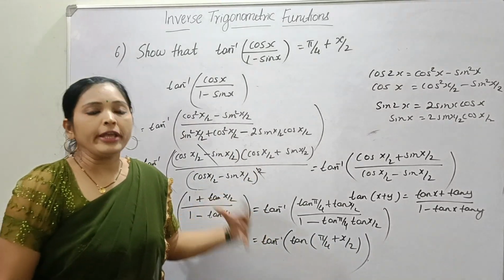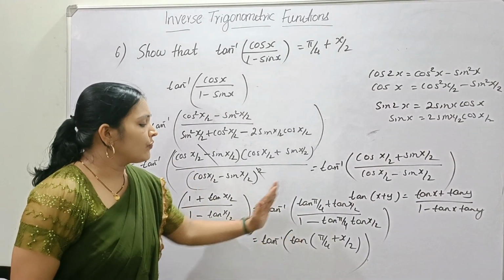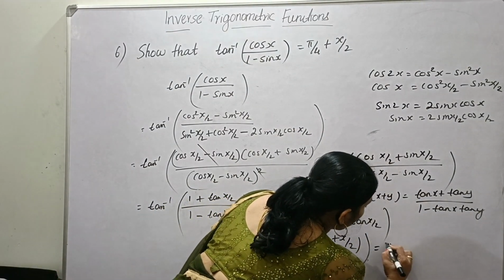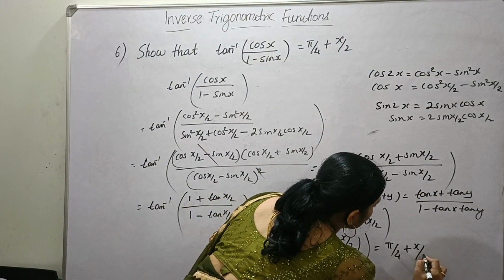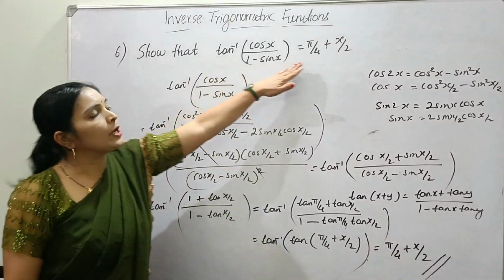Now according to the properties of inverse trigonometric functions, tan inverse of tan of pi by 4 plus x by 2 is equal to pi by 4 plus x by 2. Okay, hence it is proved.